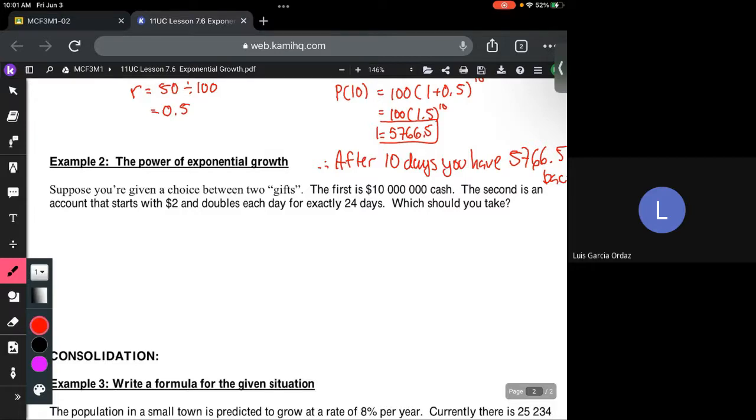So, next one. This is when it comes to money and you double money, this is what happens when you double money. Suppose you're given a choice between two gifts. The first is $10 million in cash. And the second is an account that starts with $2 and it doubles each day for exactly 24 days. Which one should you take?